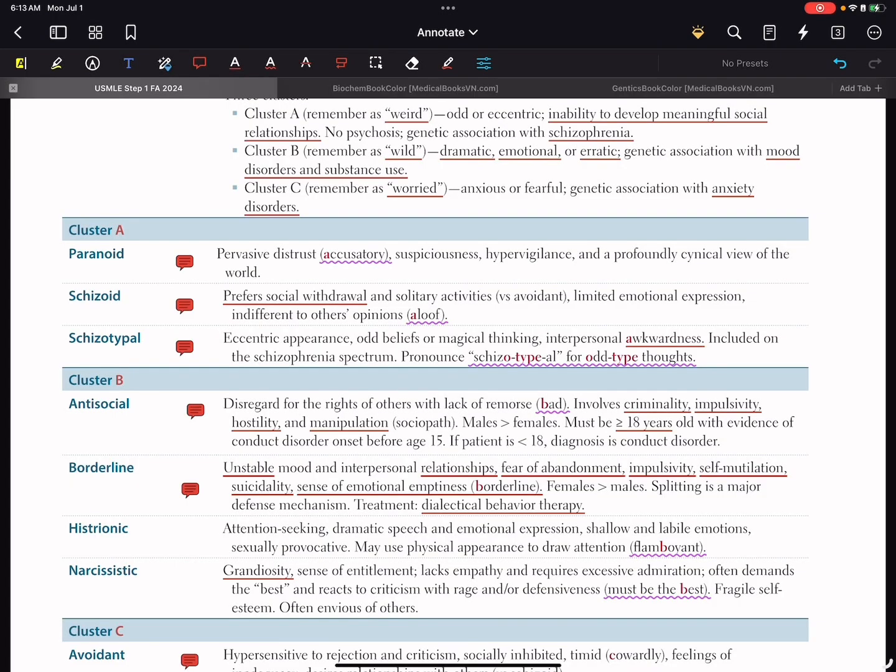Schizoid prefers social withdrawal and solitary activities versus avoidant. Limited emotional expression, individuals indifferent to others' opinions, aloof. So that's the person who works on his own, and since childhood he didn't have any other friends. He used to play solitary games and disassemble things, and while working he avoids talking to co-workers so that he doesn't waste time.